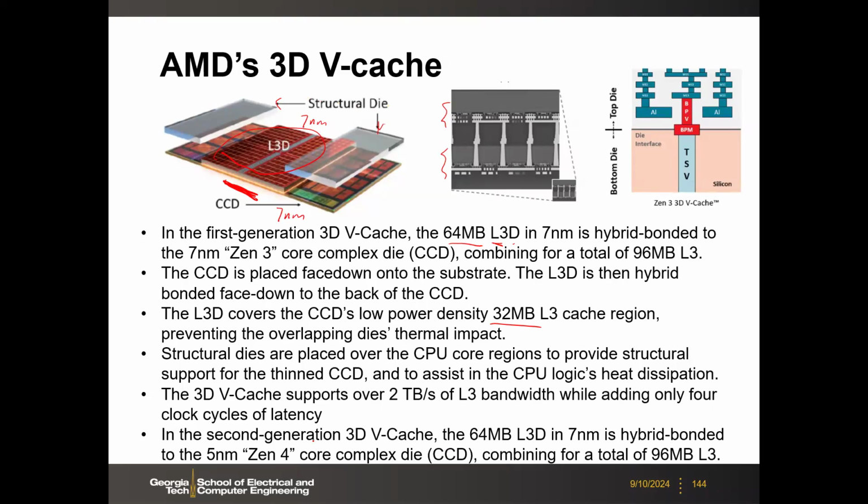So in the latest Zen 4 architecture, not much changes. The only difference is that the core, the bottom die, is implemented in 5 nanometer, but still the top die is 7 nanometer pure SRAM cache.